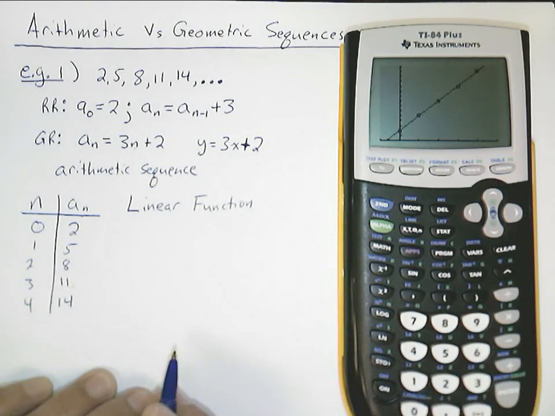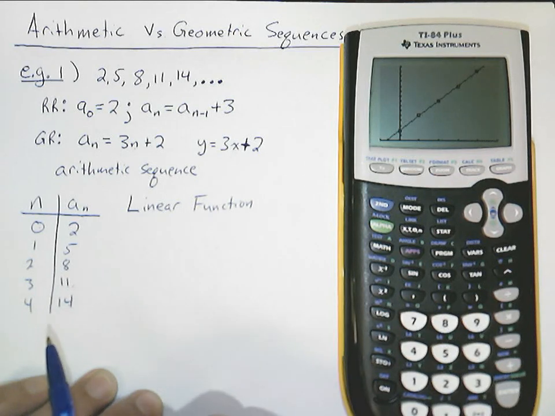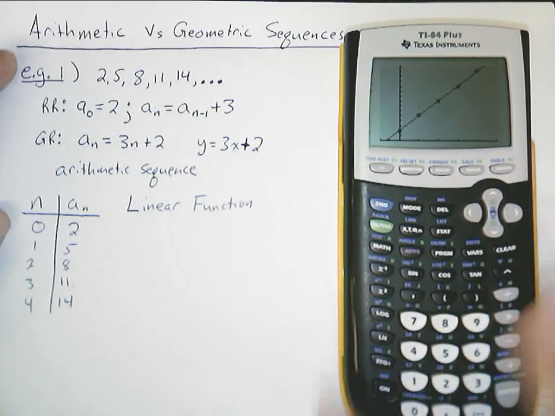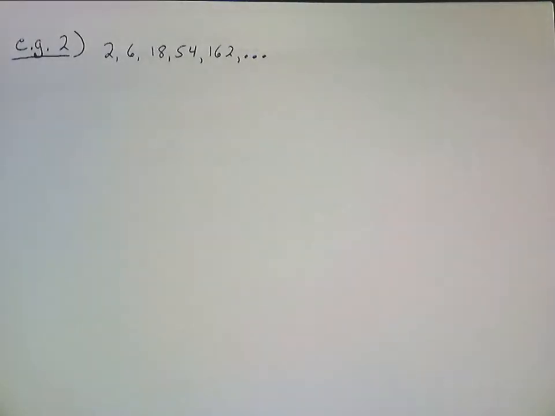And that's one of the types of functions that we're going to be studying in Algebra 1, the linear functions. And they're called linear because, hey, look, it's a straight line, hence linear. Crazy, right? Okay, well, that's the first type, the arithmetic sequences, which are also called linear functions. Let's look at a second example here.